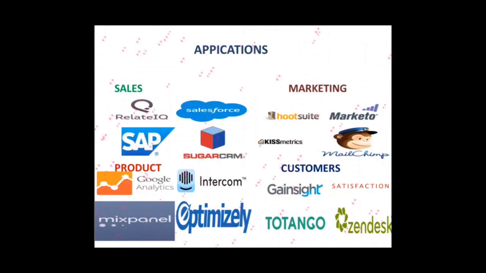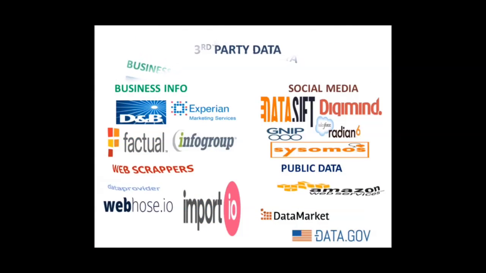2nd. Applications. The below applications are business products used to collect the data. Sales data is collected from applications like Salesforce, SAP, RelateIQ, SugarCRM. Marketing data can be obtained from applications Marketo, Hootsuite, MailChimp, Kissmetrics. Product data can be found from Google, Intercom, Optimizely, Mixpanel. Customer data providing applications, most common are Totango, Gainsight, Zendesk, Satisfaction.